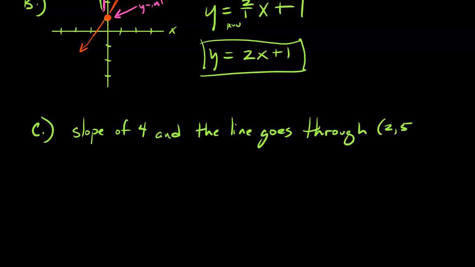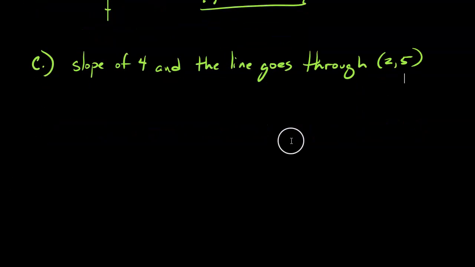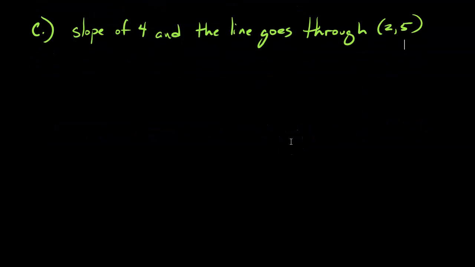Okay, so this is the one that's usually annoying because it involves quite a bit more work than the other options. So right away you are told M, which is great. So right away we know it's y equals 4x plus something.